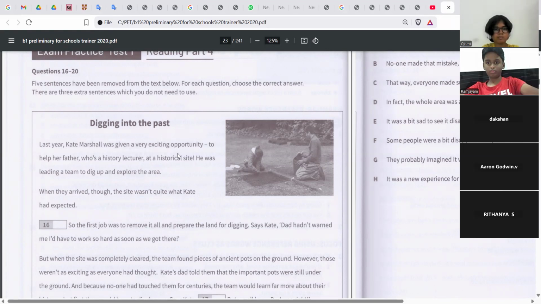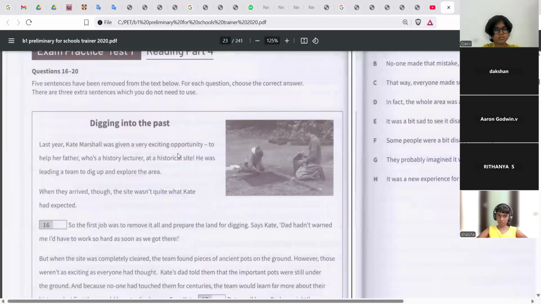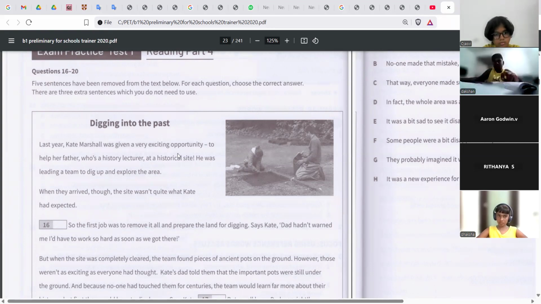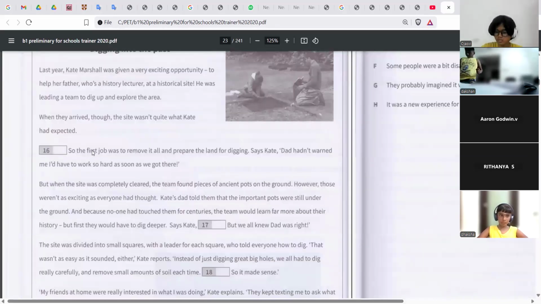All right. Super. Kate Marshall. This is a good one. Kate Marshall, digging into this. Last year, Kate Marshall was given a very exciting opportunity to help her father, who is a history lecturer at a historical site. He was leading a team to dig up and explore the area. When they arrived, though, the site wasn't quite what Kate had expected. All right, Daksha, read the second and the next paragraph.